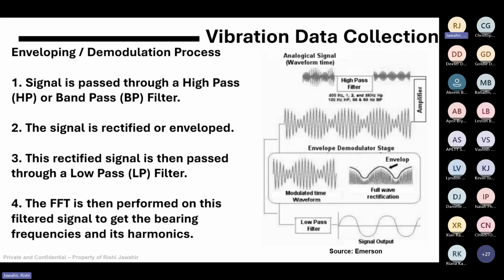It then goes through a rectifier circuit, or enveloping, which gives you the actual shape of the frequency or the modulation you're looking at. Again, it's passed through another filtering process, and through that second filtering stage it gives you the envelope, the actual defect frequencies you're looking at. Now it's passed through the fast Fourier transform, and it gives you the bearing defect frequencies, right? This is a simple explanation of amplitude demodulation or enveloping.